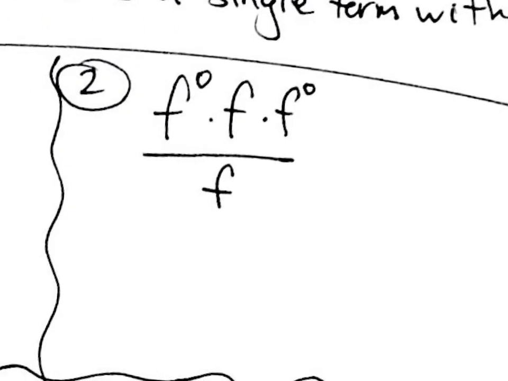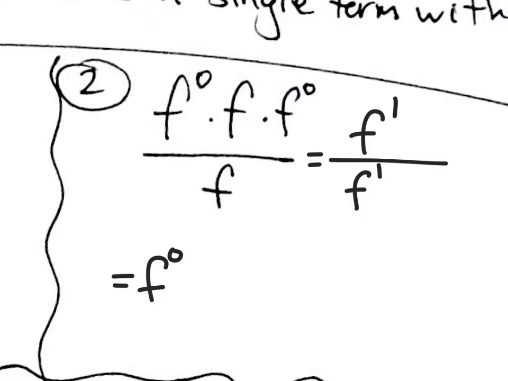Okay, so f to the 0, well, we could add. We could realize that f to the 0 is just 1 and 1. Or we can add all the exponents, 0 plus 1 plus 0. So up top we have f to the 1, and down below we also have an f to the 1. So two ways to think about this. One way is we can subtract the exponents, which would give us f to the 0.